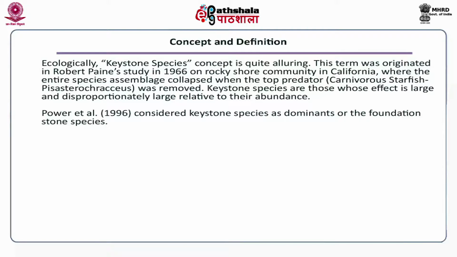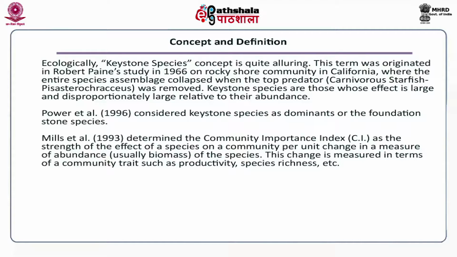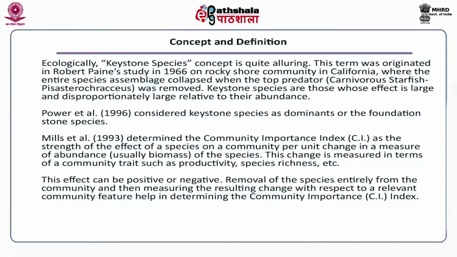Power et al. in 1996 considered keystone species as dominants or the foundation stone species. Mills et al. in 1993 determined the community importance index, also called CI, as the strength of the effect of a species on a community per unit change in a measure of abundance, usually measured in terms of biomass of that species. This change is measured in terms of a community trait such as productivity, species richness, etc. This effect can be positive or negative. Removal of the species entirely from the community and then measuring the resulting change with respect to a relevant community feature helps in determining the community importance index.